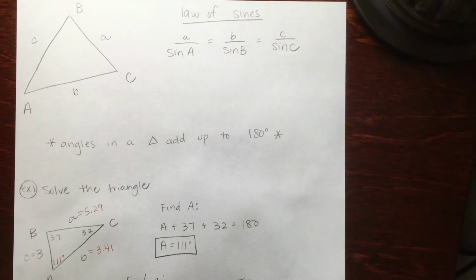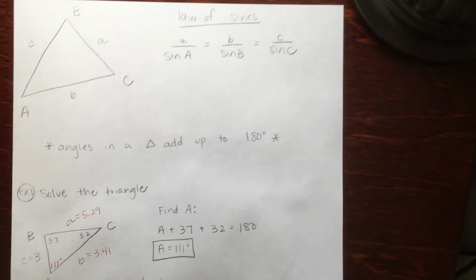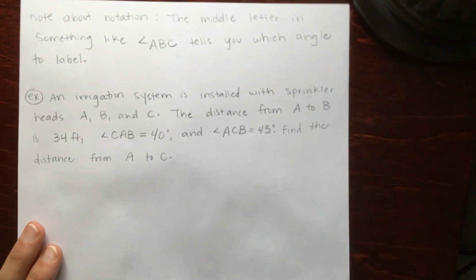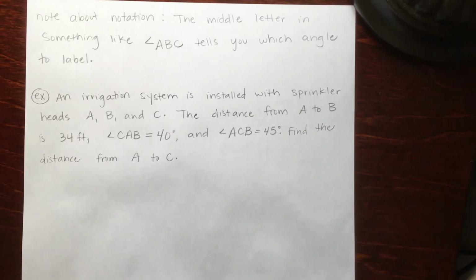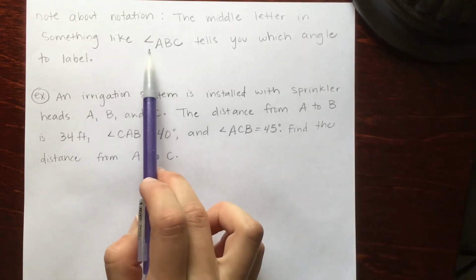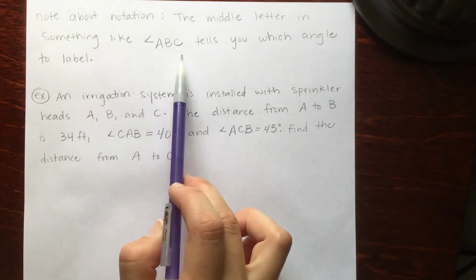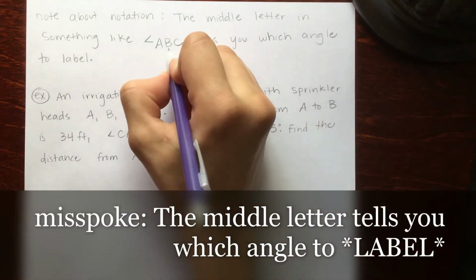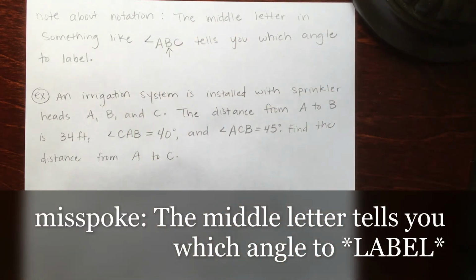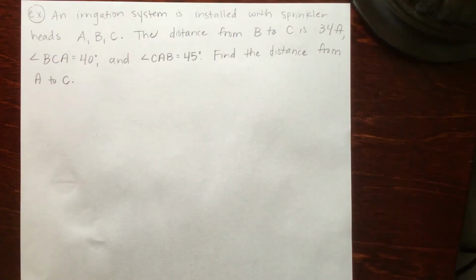We're going to do word problems today, and when you're doing word problems, the main difference here is that you're going to have to draw your own picture and label your own pictures. So pay attention to how we label things. Also, a note about notation. If you see something like this, angle ABC, the middle letter tells you which angle to measure. Right, let's do an example.